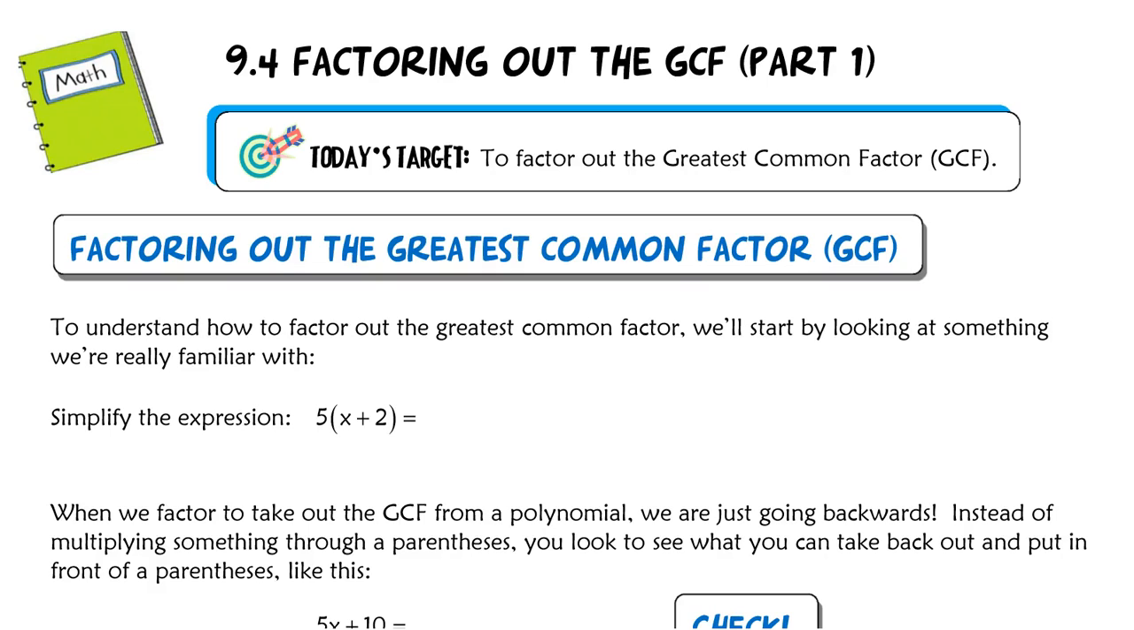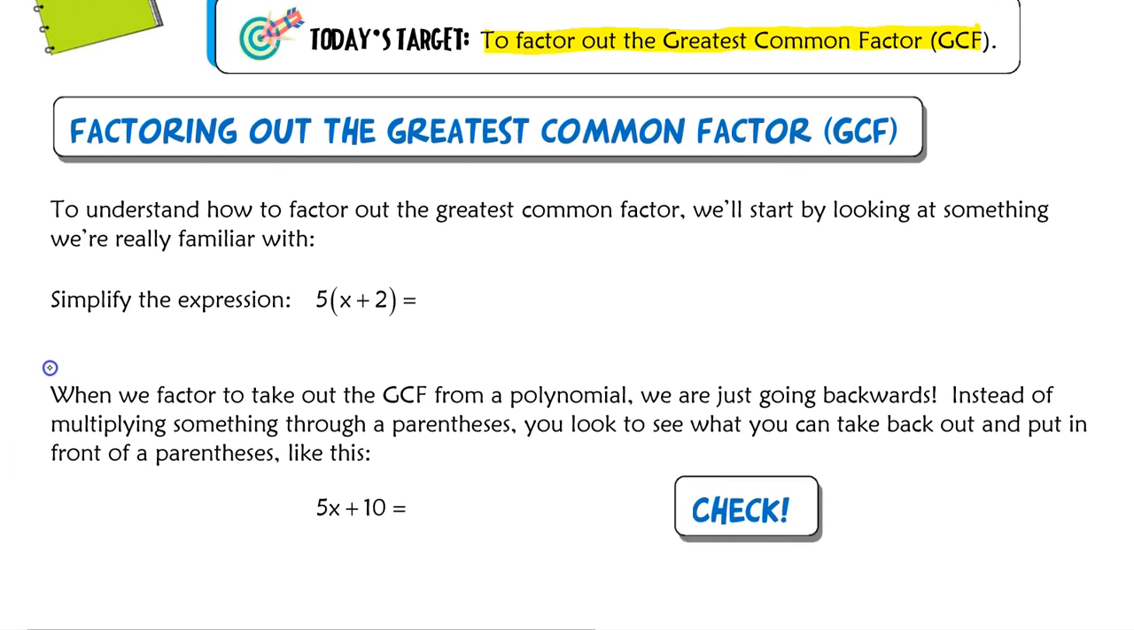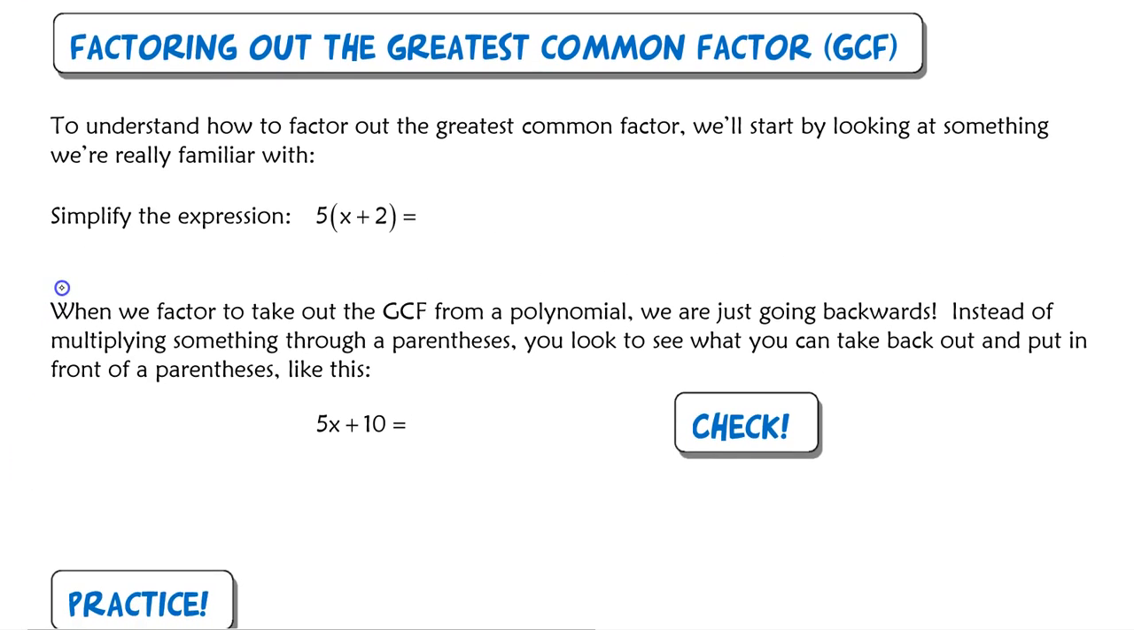This lesson is part 1 of section 9.4 on factoring out the GCF. So our target for today is to be able to factor out the greatest common factor, which is known as the GCF. To understand how we're going to actually factor out the greatest common factor, I want to start by looking at something that we're already familiar with, which is an expression like this.